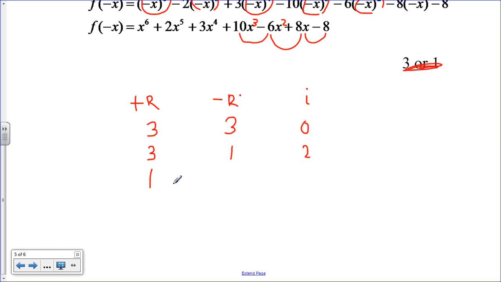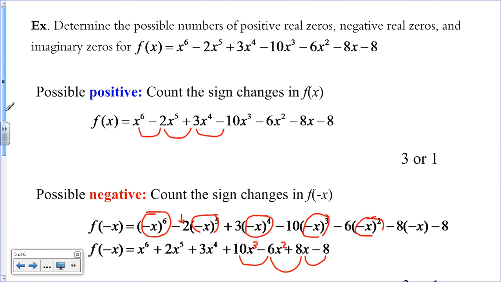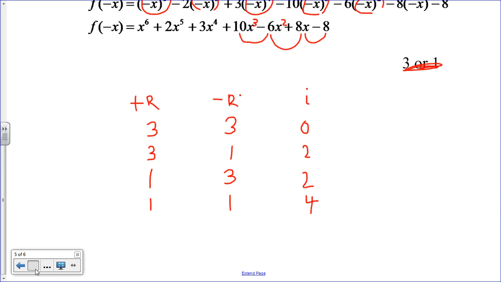There could be 1 positive real and 3 negative real, which would leave room for 2 of these. There could be 1 positive real and 1 negative real, so the low end of both of those, in which case there would be room for 4 imaginary solutions. And those are all the possibilities for the solutions to the original function f of x. And that is all.